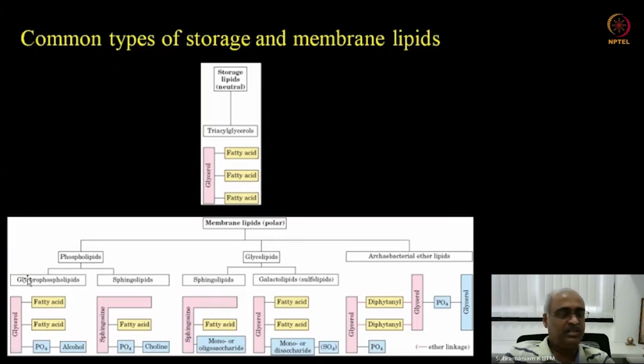And phospholipids, there are two types. Glycerophospholipid, the structure that I just drew is glycerophospholipid. And there is one more called sphingolipid that also can have a phosphate group. We will revisit the glycolipids later. Let us first deal with the phospholipid and understand their structure and then come back to glycolipids.